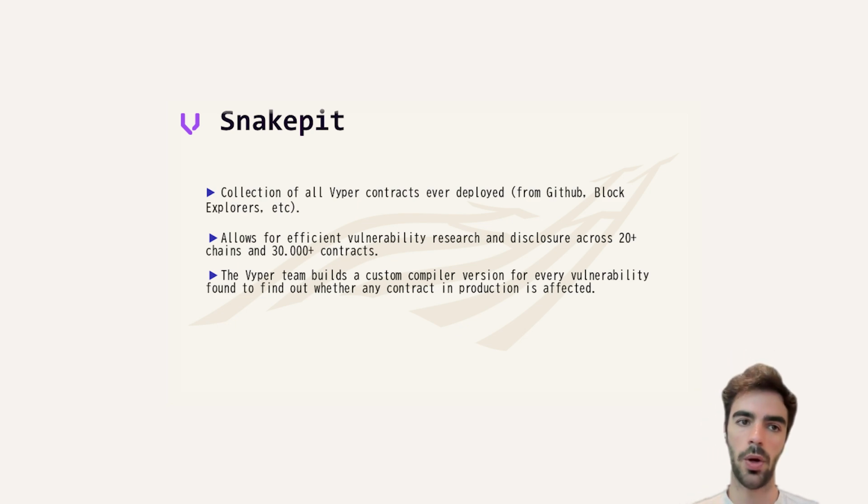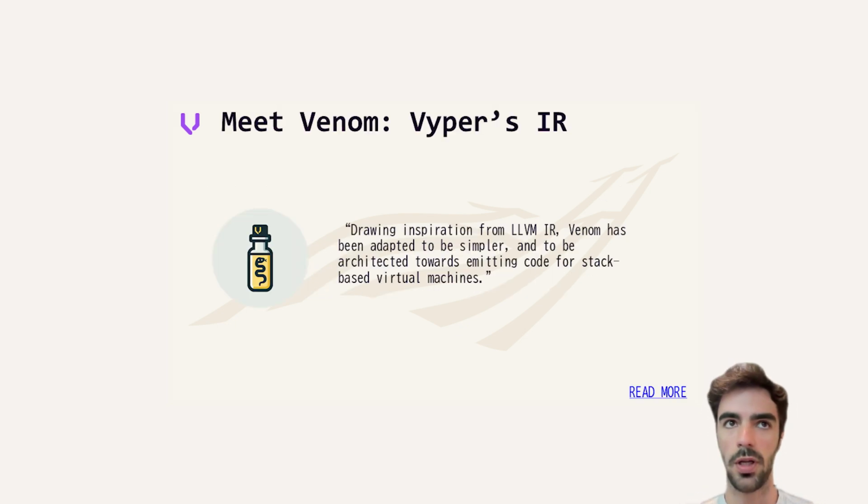Something that I'm personally very excited about is Venom. For those of you that are less familiar with compiler engineering, the idea is compilers usually can do gas optimizations automatically, algorithmically. And the way they do it is through an intermediate representation, IR, which in the case of Vyper is called Venom. It takes inspiration from LLVM, which is the gold standard when it comes to intermediate representation for compilers, and has been adapted to be simpler and work with stack-based virtual machines. You can read more about Venom, but why are we talking about Venom here?